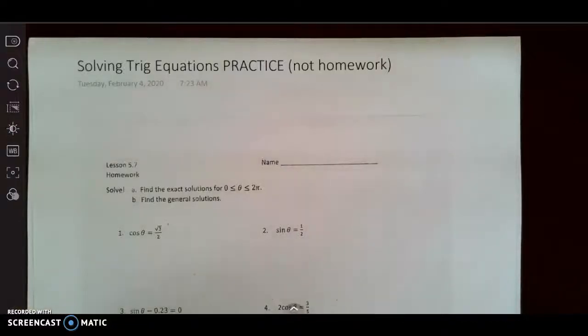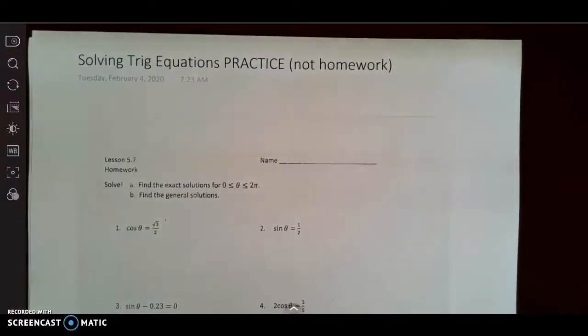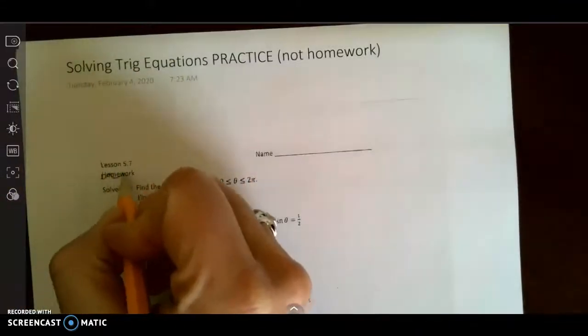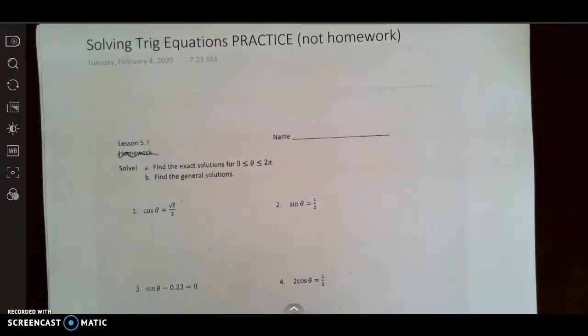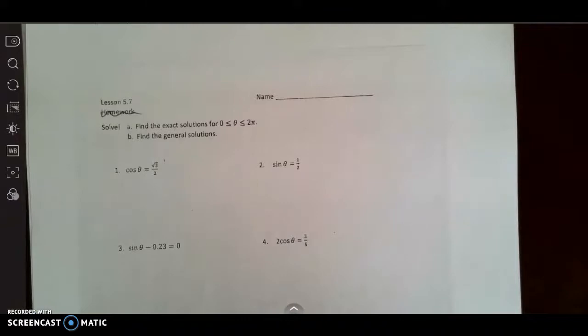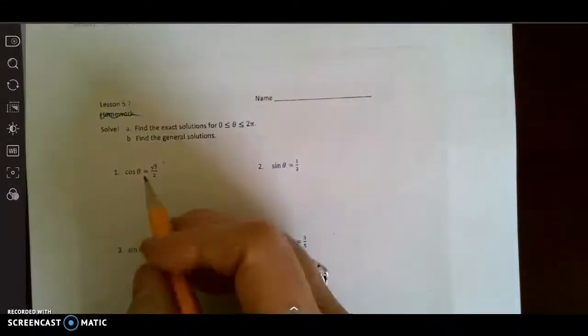Right, so here is some solving trig equations practice. I know it says homework, it is not homework. Some of these problems are going to be using the unit circle, and some of them will be using our calculator. And if we do use our calculator, it should be in radians. Okay, so let's start with this first one.